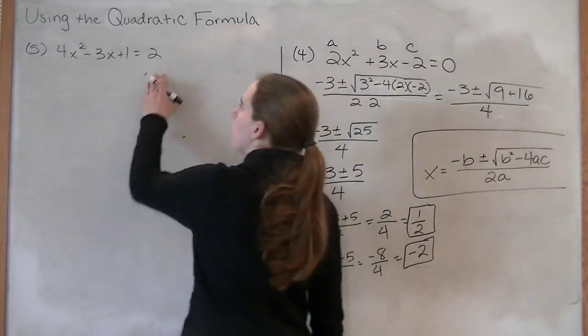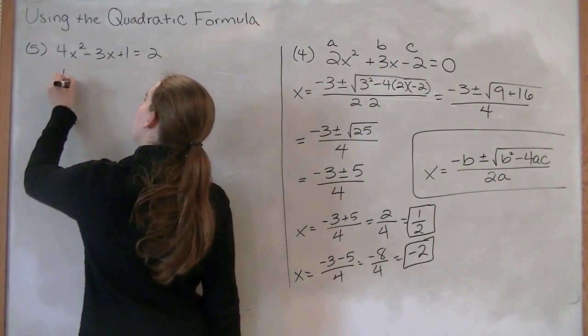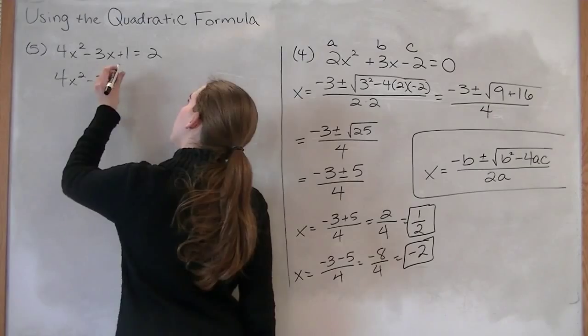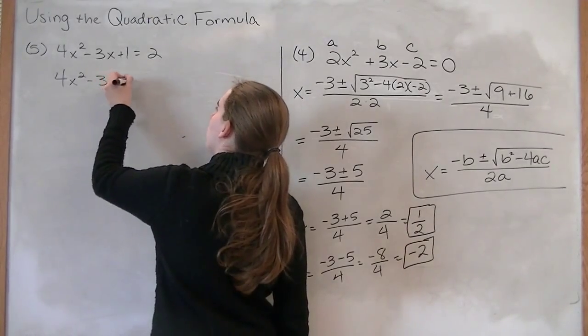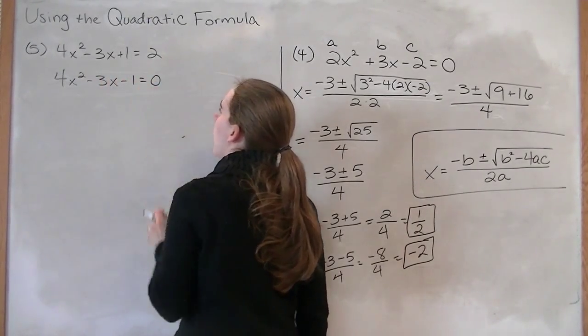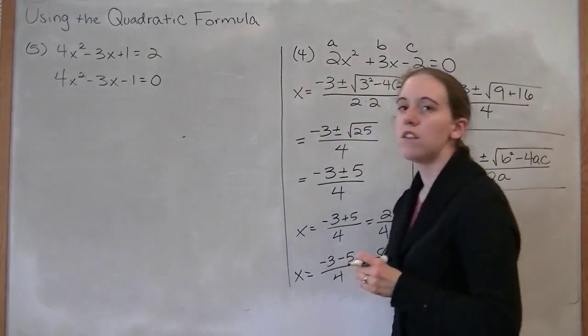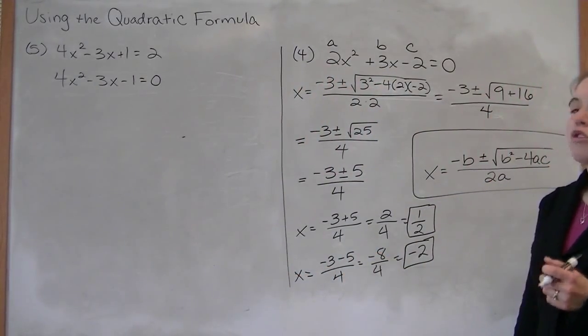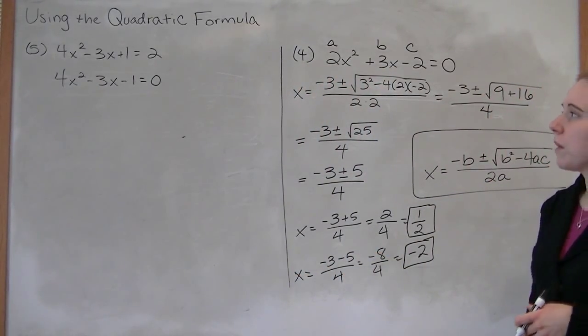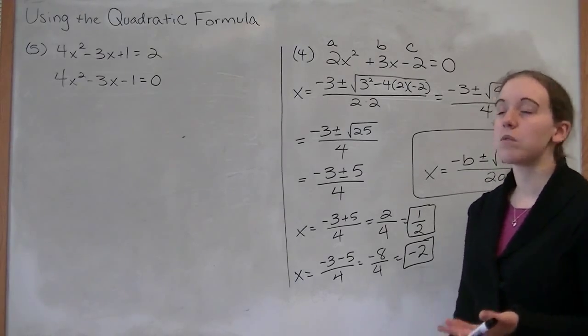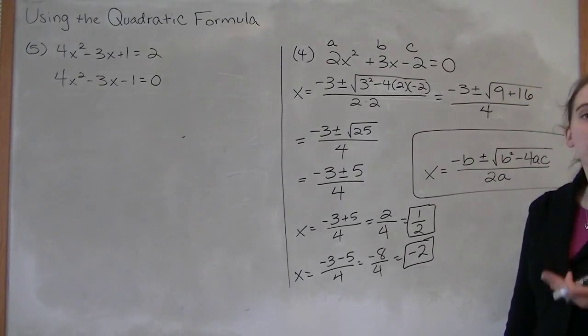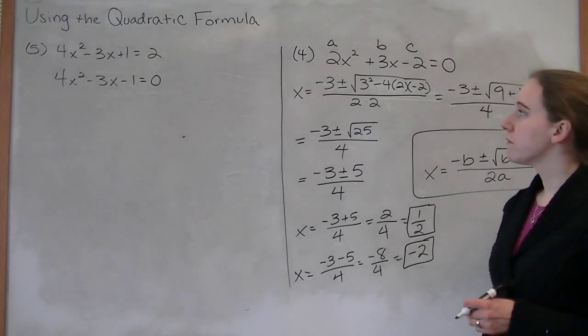So I need to move this 2 to the other side. So I have plus 1, and then I'll subtract 2, so I get minus 1. And if I subtract 2 from the other side, it'll be 0. So there's just one extra step for this problem, or any problem like this, where we have to get everything to the one side so that it's set equal to 0.